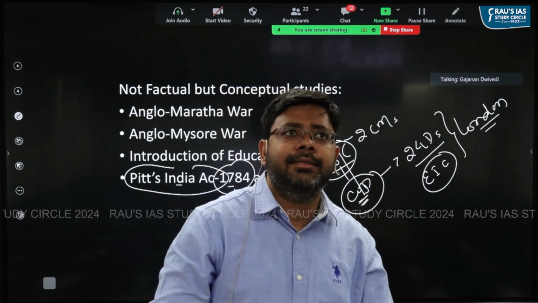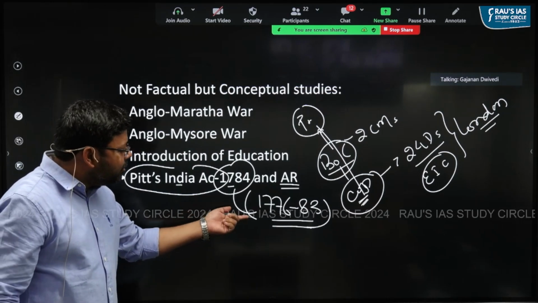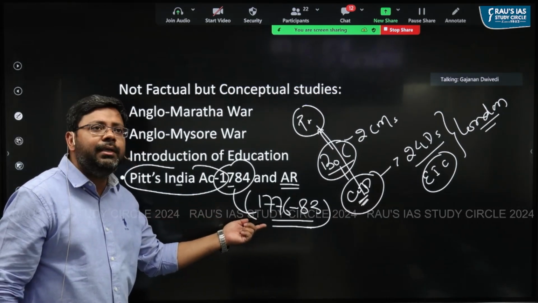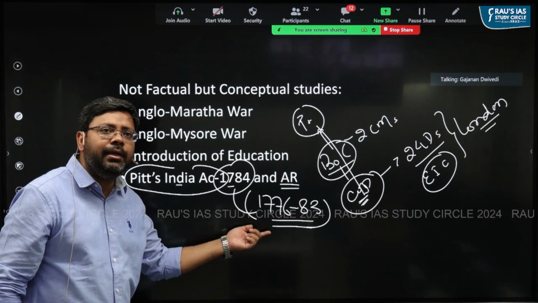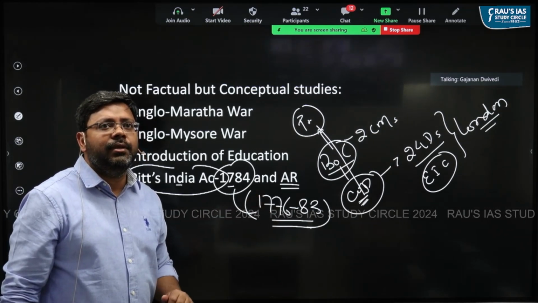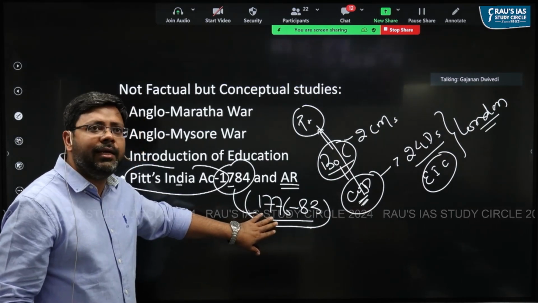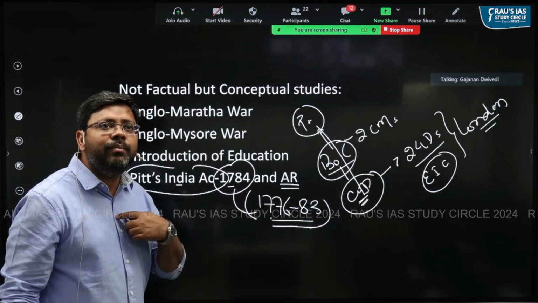Is this clear? Then, don't you think that after the American War of Independence, the American colonies became independent and went out of British control? You agree with this? So don't you think that in the American War of Independence, the British had lost America? Was it not a big loss to the British?